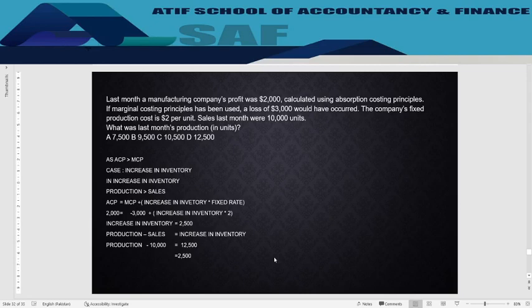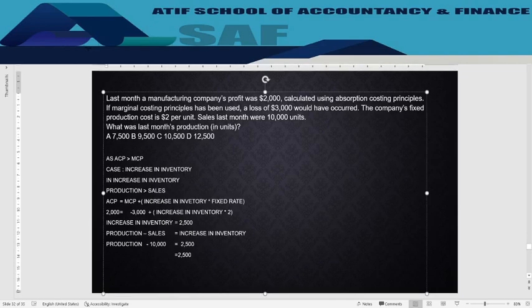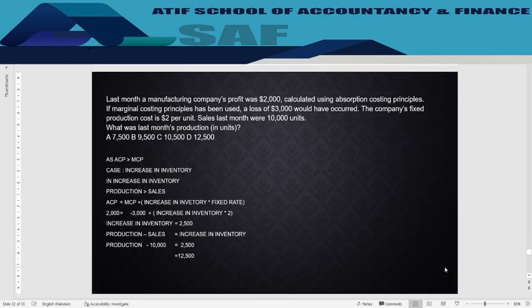As we can judge, the absorption costing profit is greater than marginal costing profit because we have sustained a loss while calculating profit under marginal costing system. It means it is a case of increase in inventory level. By putting the remaining information into the formula, we can calculate the value of increase in inventory, which is 2,500. Increase in inventory can be calculated by subtracting sales from production. If production is greater than sales, it is the case of increase in inventory. So production minus sales is equal to increase in inventory. By putting information into this formula, we'll get the production, which is 12,500 units.